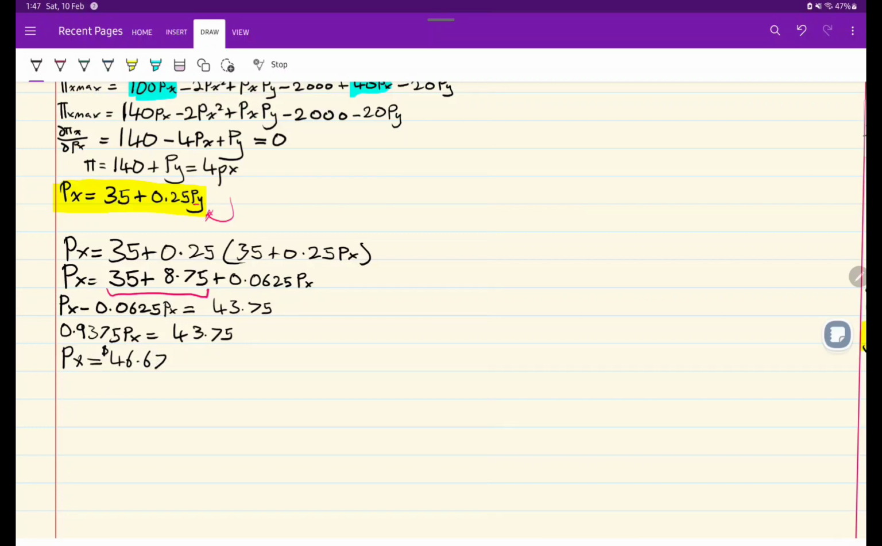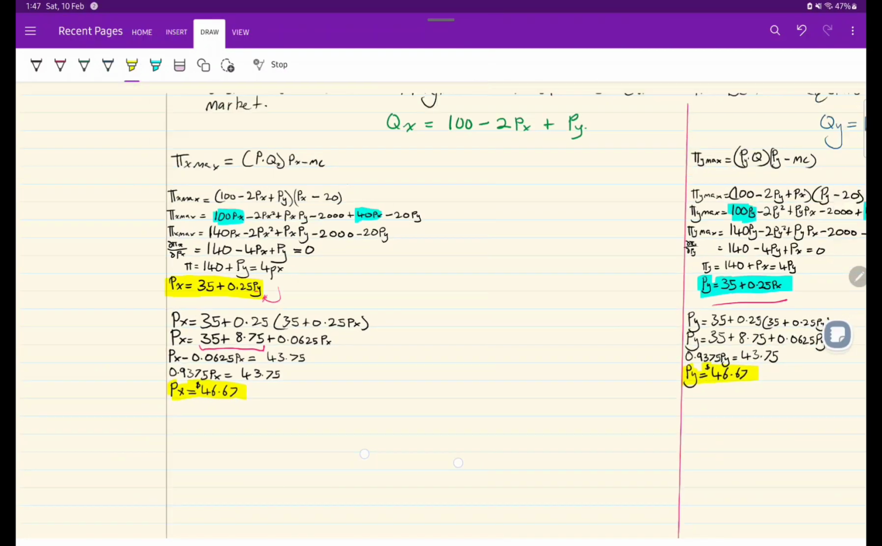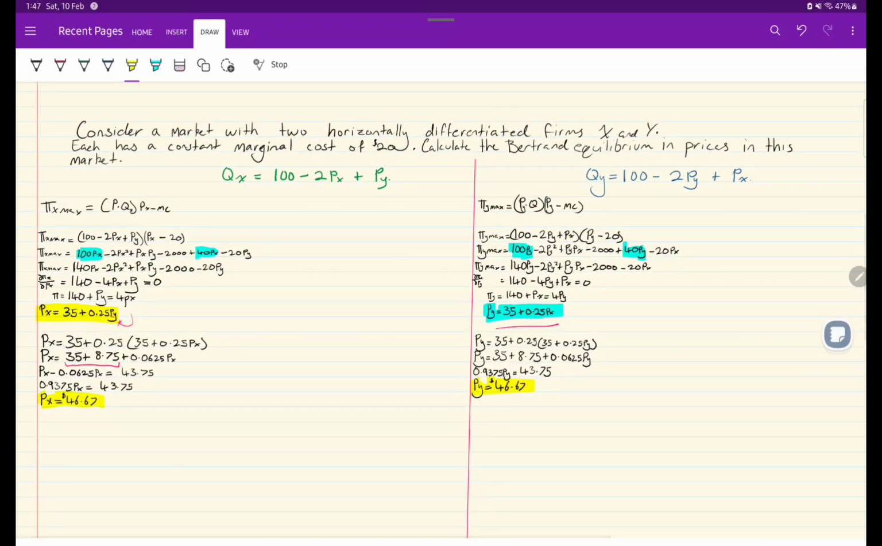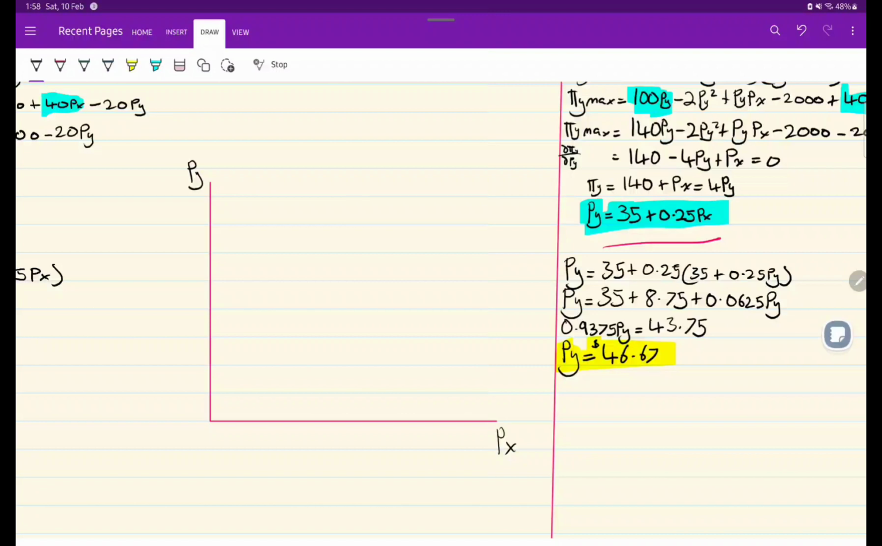Even though they're differentiated, just fixing that up, they will have the same cost, the same price. So the Bertrand equilibrium price will be 46.67 for each firm. Okay, so in graphing this, in blue, I'll just do the price here, close to the middle because it's close to 50.